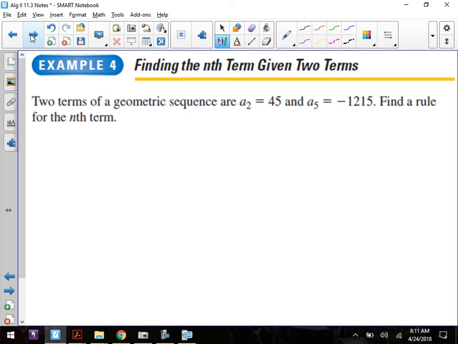Two terms of a geometric sequence are given: the second term is 45 and the 5th term is negative 1215. Let's write the rule for the nth term. Now, when we do this one, again, I'm going to start by setting it up as a system of equations, very similar to what we did before. What's going to happen is we're going to use substitution of one into another. It seems like it takes a lot of time to do it, but in essence, this actually does work rather quickly. So we start by writing the rules.